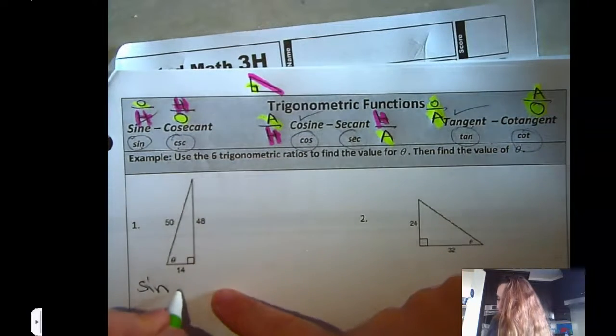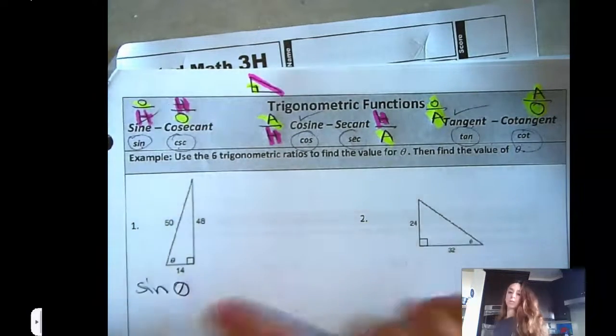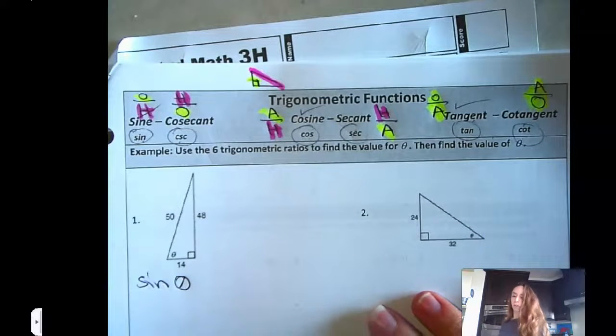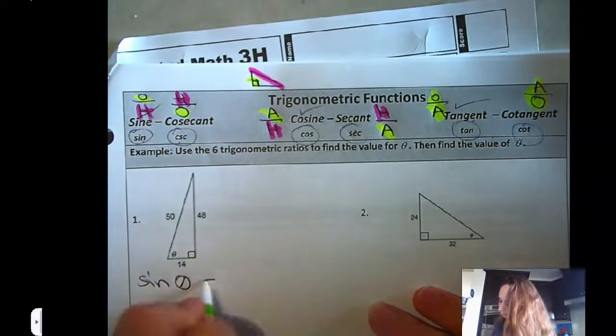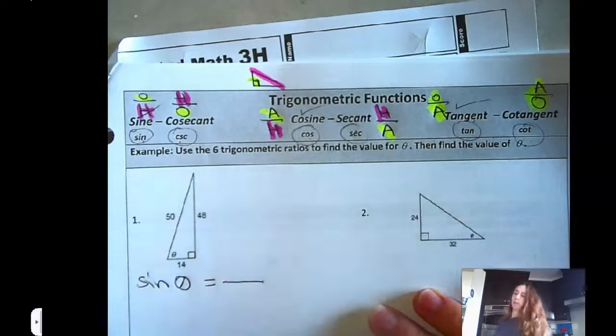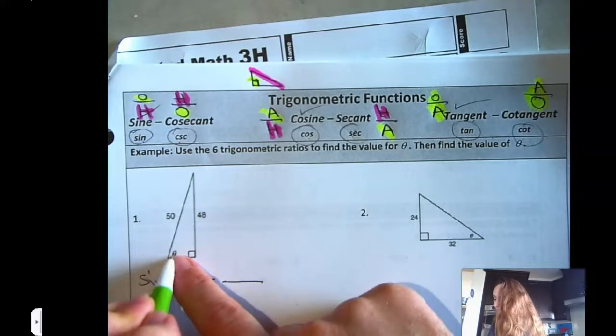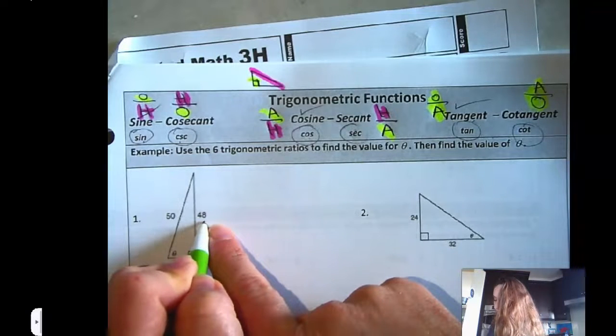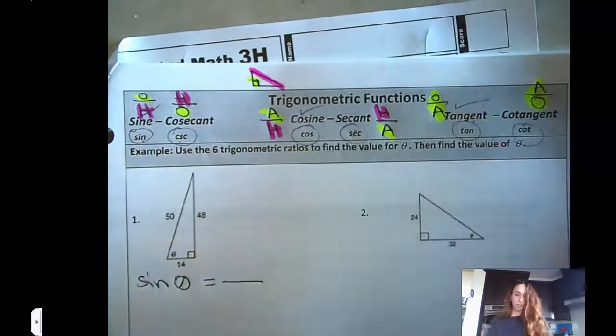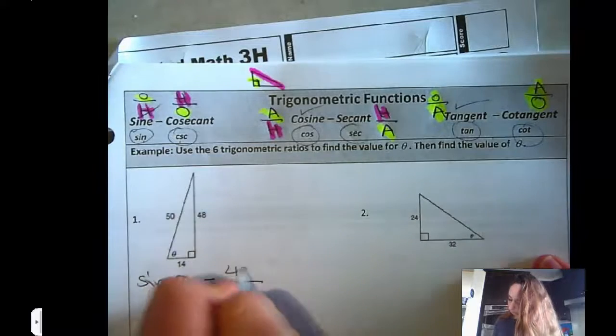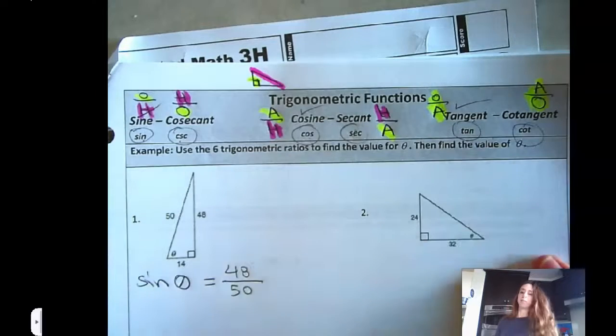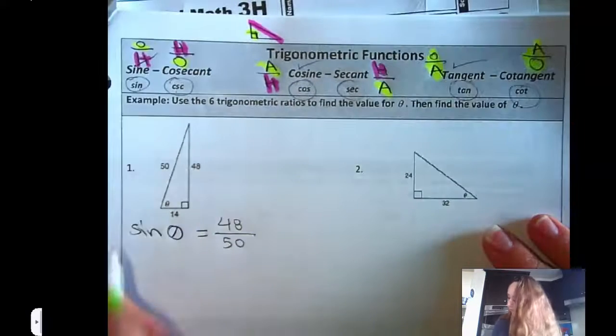So I go sine of theta. Theta represents the degree. We don't know the value. We eventually will be finding how many degrees it is. Right now, we're just setting up the ratio. You've done this before. Sine is opposite over hypotenuse. So I'm going to write that. And we're just going to leave it like that for now, okay?